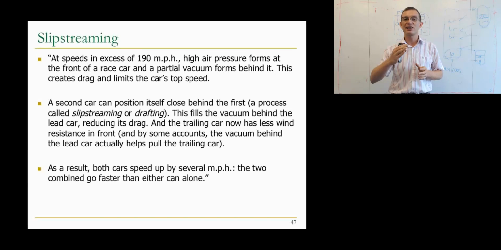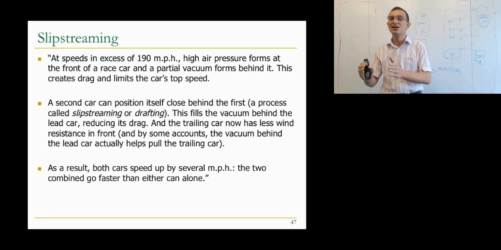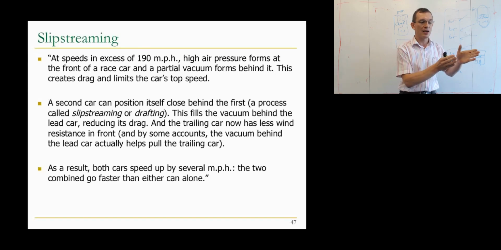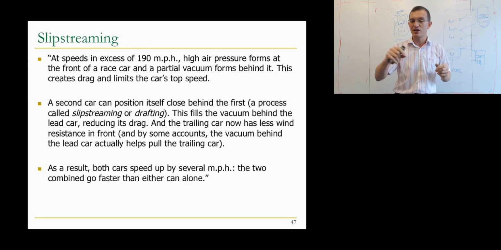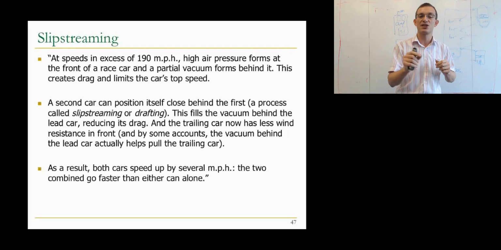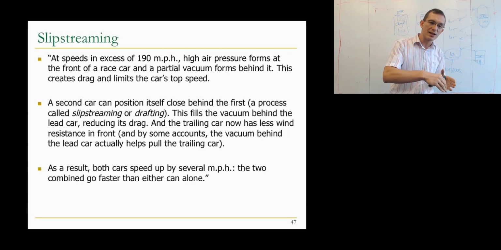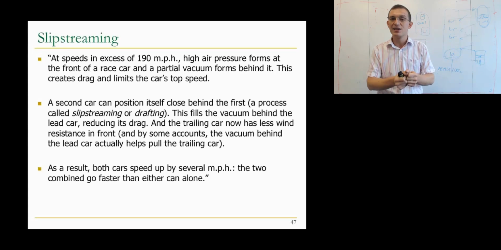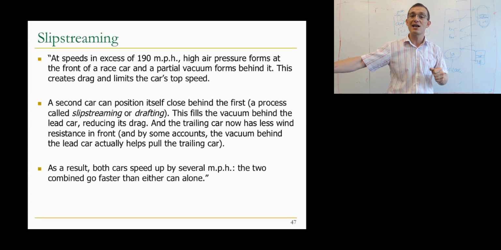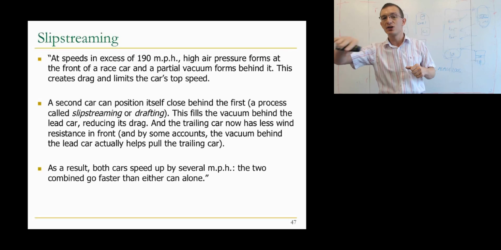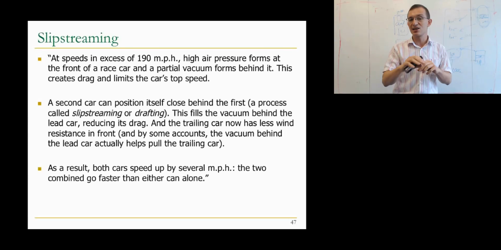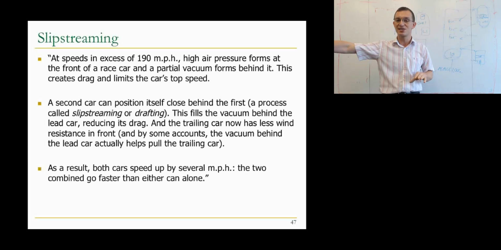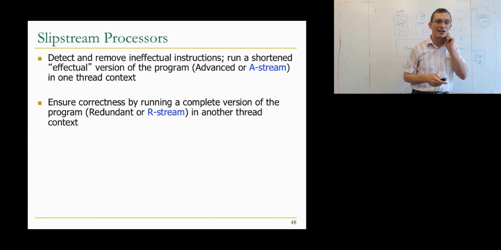The front processor, the advanced thread, can go fast and, through slipstreaming, pull the redundant thread by generating results for it: prefetches, branch predictions, values. As a result of these values, the back thread, the redundant thread, can go fast. And once it goes fast, it figures out whether the advanced thread is doing something wrong or not. So it can synchronize with the advanced thread early on, such that the advanced thread doesn't go into the weeds. Okay, so this is a nice analogy.